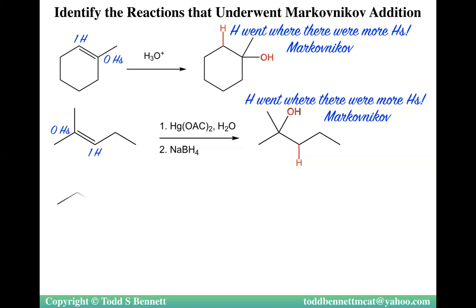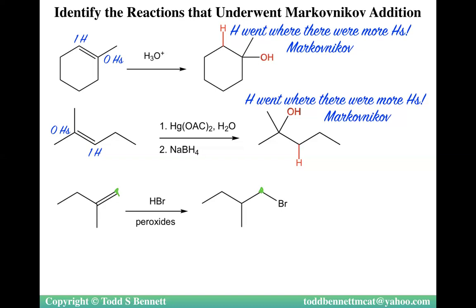Okay, so let's see what happens in the next one. HBr with peroxides. And again, we're going to go into these mechanisms down the road. For now, I just want to identify where things end up. The left carbon has two R groups. The right carbon has two H's. The Br ended up on this carbon right here.